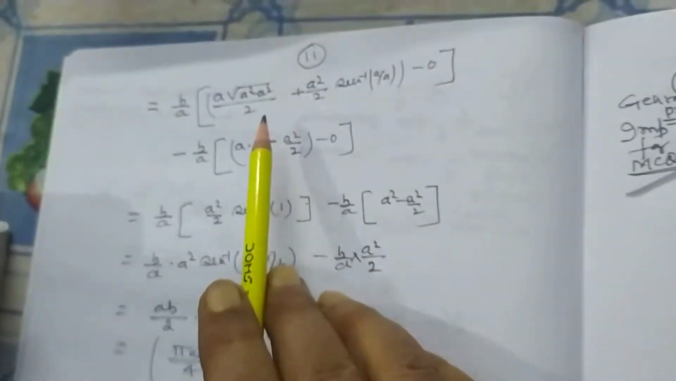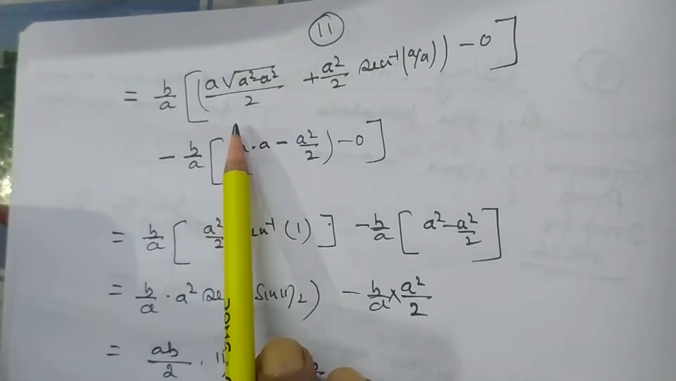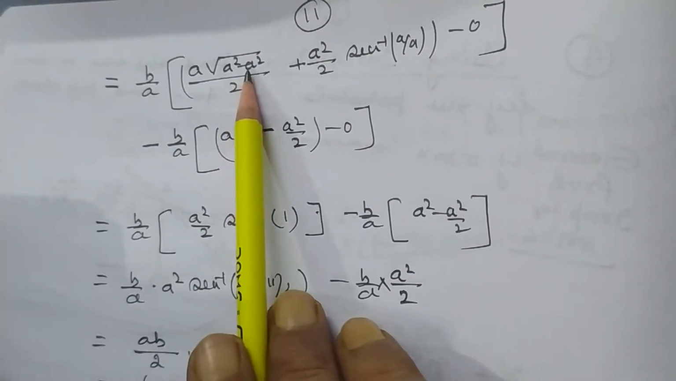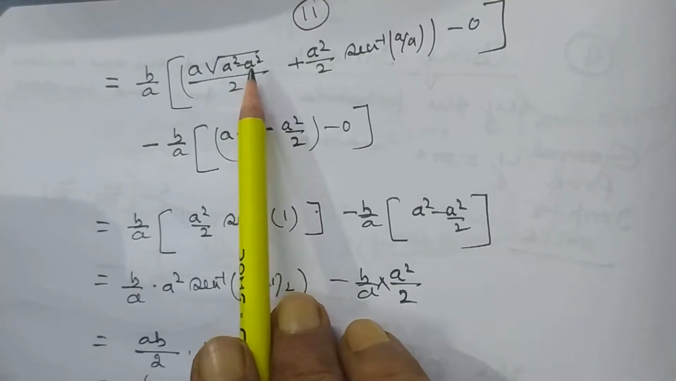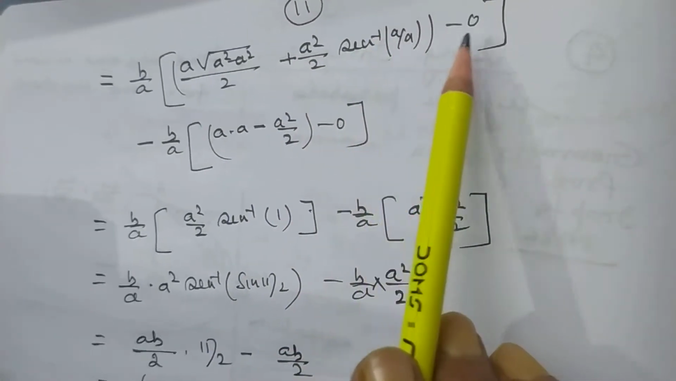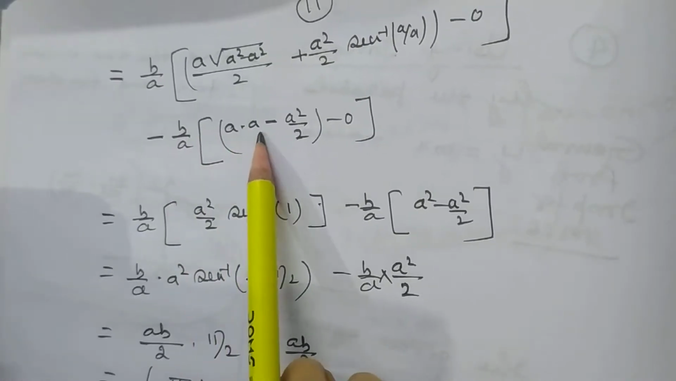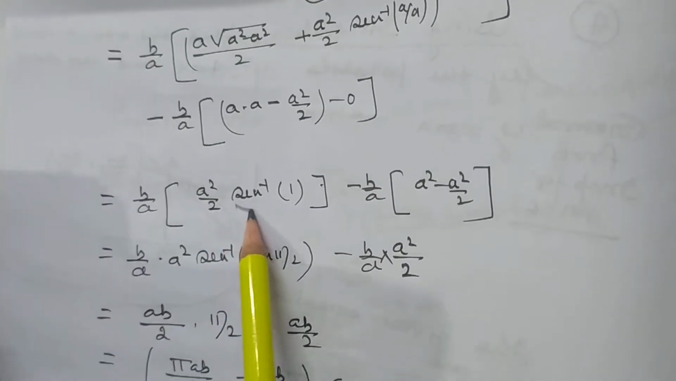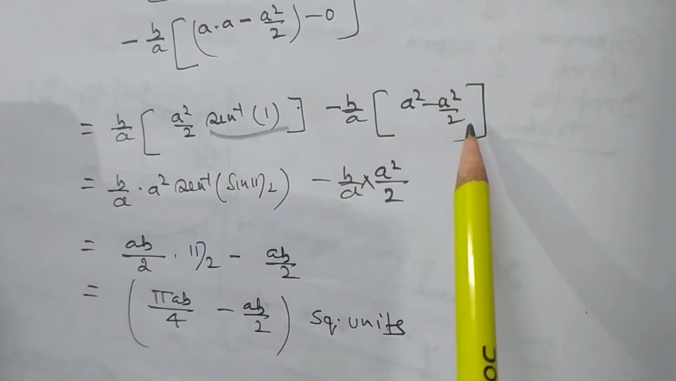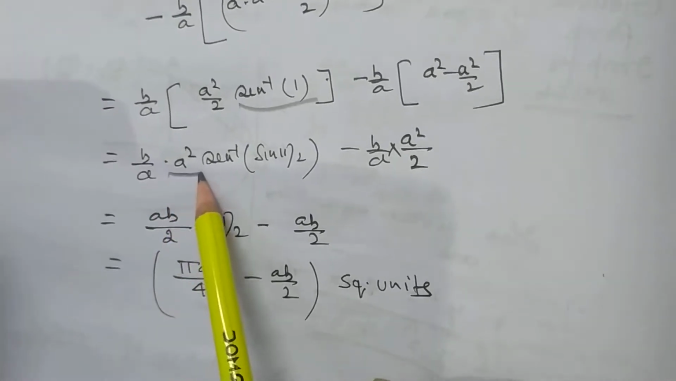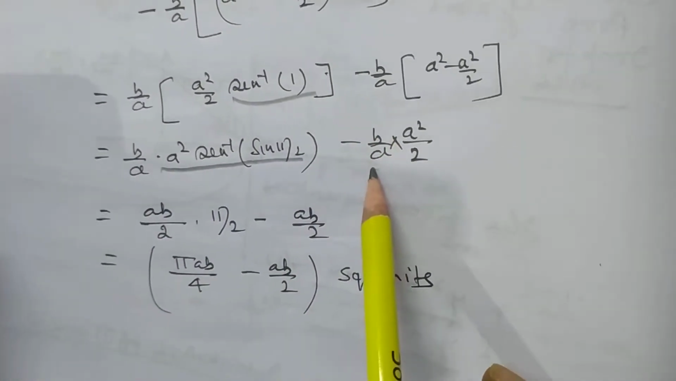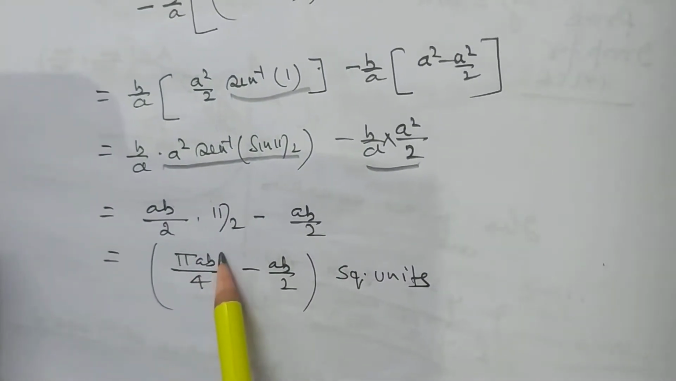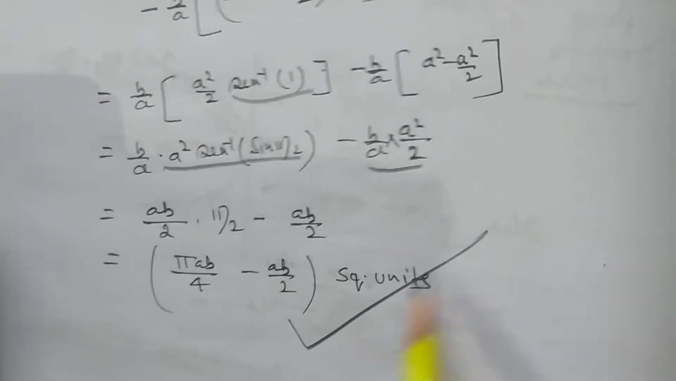So now we put in the limits, and it will be a root over a square minus a square. Put x is equal to a. It will be a square minus x square, that is a square minus a square. A square by 2 sin inverse a by a minus 0. Minus b by a (a square by 2 minus 0). So my dear student, b by a into a square by 2 sin inverse 1 minus b by a into a square by 2. Sin inverse 1 is sin inverse sin pi by 2. So b by a into a square by 2 into pi by 2 minus ab by 2. So pi ab by 4 minus ab by 2 square units.